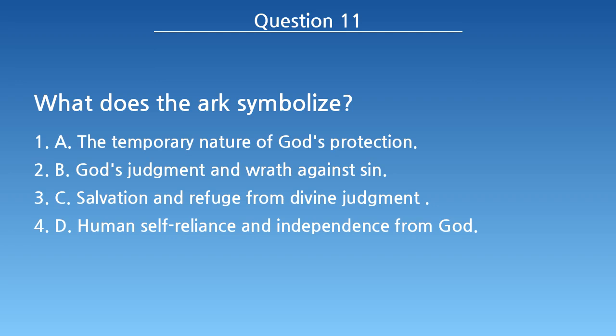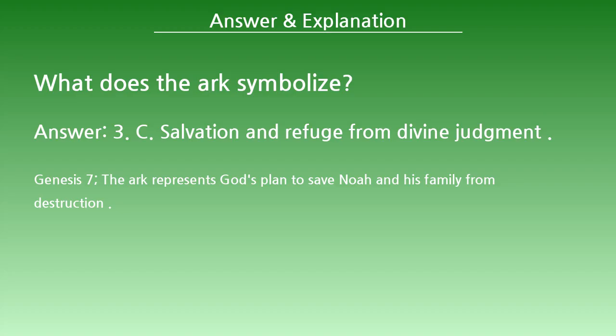Options. 1. A. The temporary nature of God's protection. 2. B. God's judgment and wrath against sin. 3. C. Salvation and refuge from divine judgment. 4. D. Human self-reliance and independence from God. The answer is option 3, C. Salvation and refuge from divine judgment. Genesis chapter 7. The ark represents God's plan to save Noah and his family from destruction.